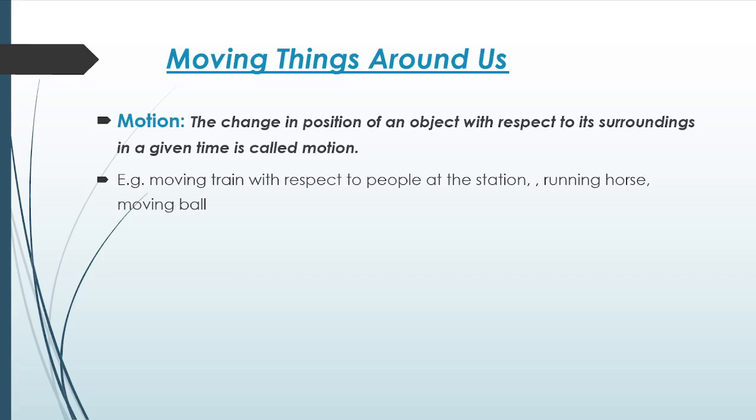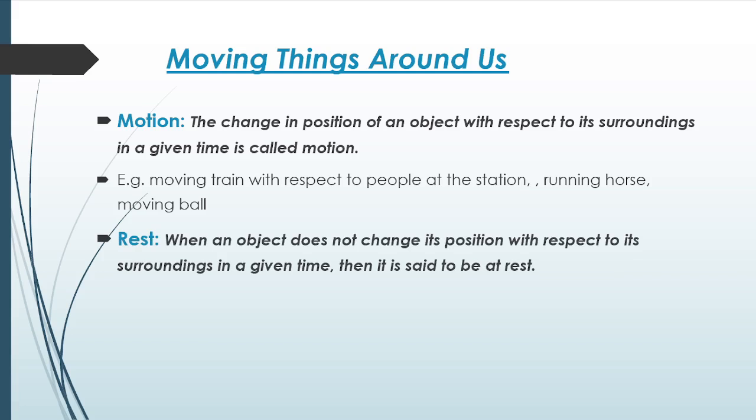For example, if you're pushing a trolley or a pram, the trolley or pram seems to be at rest with respect to you, whereas you as well as the trolley or pram are in motion with respect to a third person who is at rest, or objects which are in the surroundings. So rest is a phenomenon where an object does not change its position with respect to its surroundings in a given time.